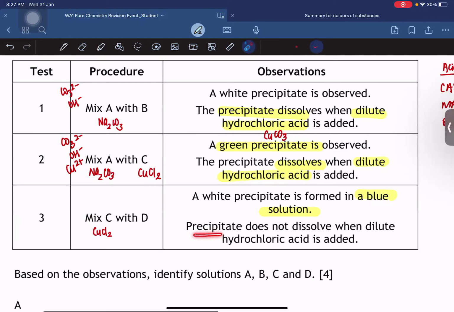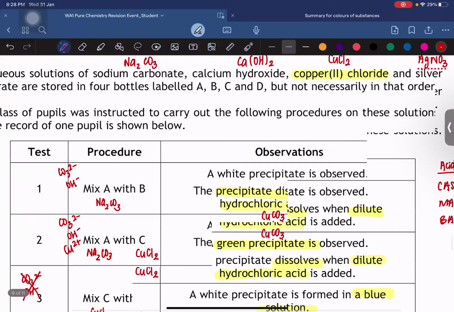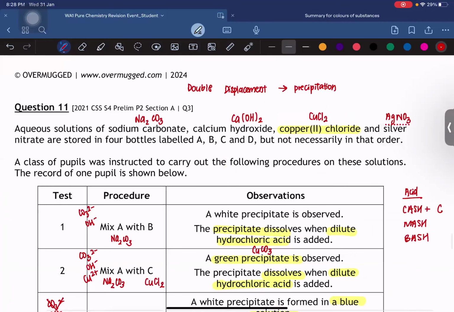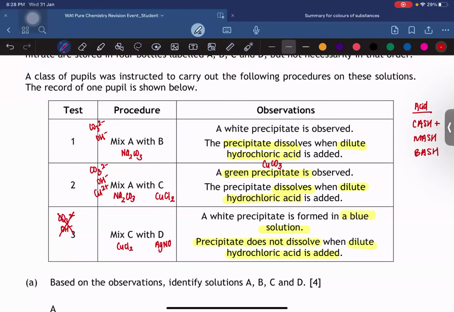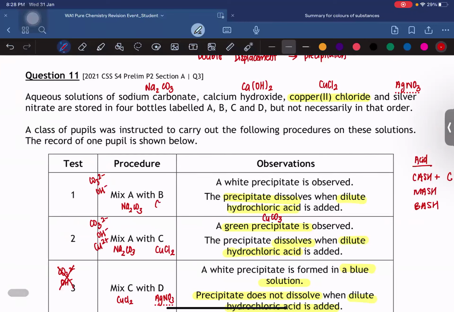Understand? Next, the precipitate does not dissolve when dilute hydrochloric acid is added. What does that also tell you? The precipitate is neither a carbonate nor a hydroxide. I repeat, your acid reacts with hydroxides and carbonates. If the precipitate doesn't dissolve, that means your precipitate is neither a carbonate nor a hydroxide. You need to choose a salt that doesn't form carbonate or hydroxide. And what salt is it? It's quite obvious now, which is your silver nitrate. So D is silver nitrate. That leaves us with B to be what? Calcium hydroxide. Do you understand now how this whole thing works?